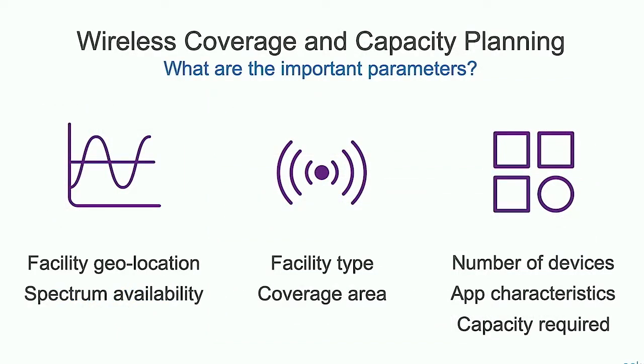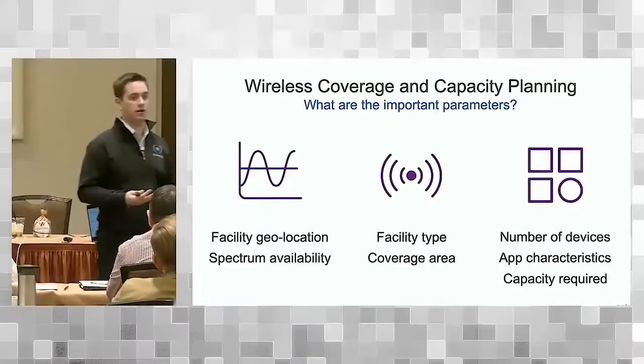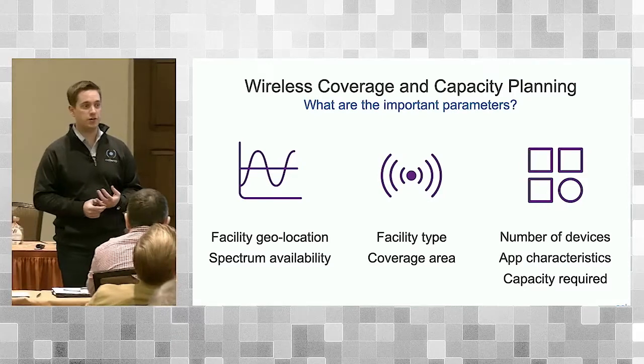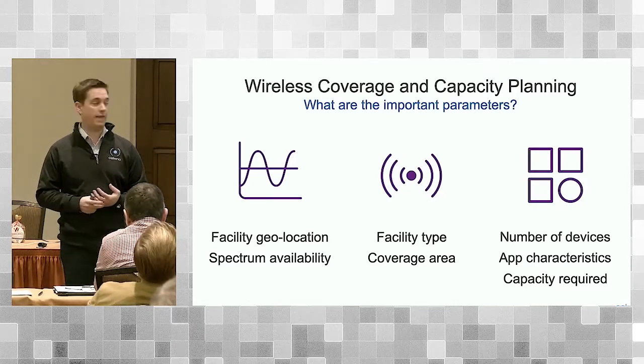So what do we need to do for coverage and capacity planning? What are the important and critical factors? You need to know the location of the network, since, again, we talked about SAS quite heavily, and the requirements for that are geolocation. You need to know exactly where radios are being deployed. So the design is going to be different, not only because of the facility characteristics that you're used to, but also based on the very specific geolocation of the network deployment. You need to know what spectrum is available at that location, and you're going to base your planning around that.